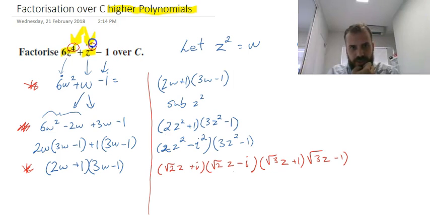But notice these steps. Let w equal z squared. Work through it, factorising it however you factorised it in the past. Sub your z squared back in. You're looking for a plus 1, so you can turn that into a negative i squared, and then factorise from there.